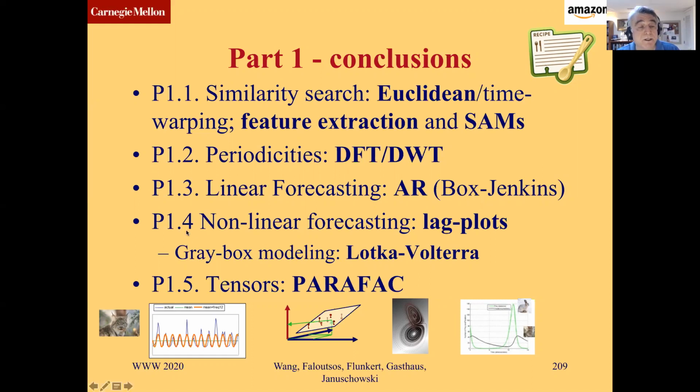If we are sure that the system we are studying has non-linearities, then we have to resort to lag plots and the delayed coordinate embedding method, lag plots and similarity search and nearest neighbor search. We had a detour on gray box modeling and the powerful Lotka-Volterra equations, which model virus propagation, market penetration, product competition, prey-predator relationships, and more. And finally, we saw tensors that they can spot patterns when we have co-evolving time sequences.